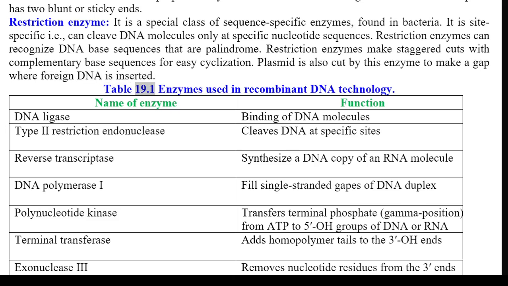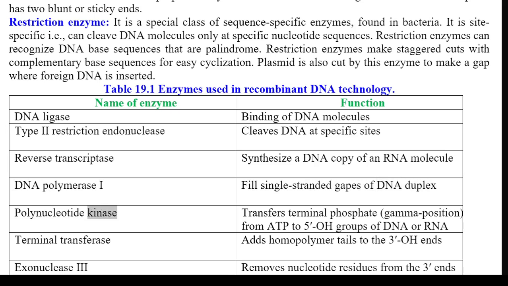Table 19.1 Enzymes used in recombinant DNA technology. Name of enzyme, function. DNA ligase: binding of DNA molecules. Type 2 restriction endonuclease: cleaves DNA at specific sites. Reverse transcriptase: synthesizes a DNA copy of an RNA molecule. DNA polymerase I: fills single-stranded gaps of DNA duplex.